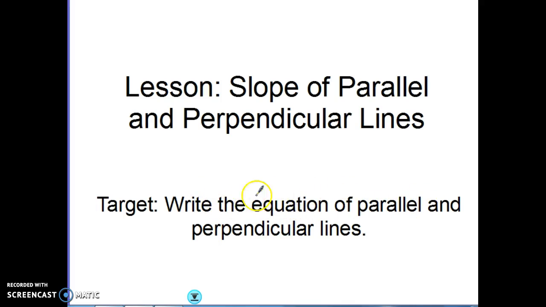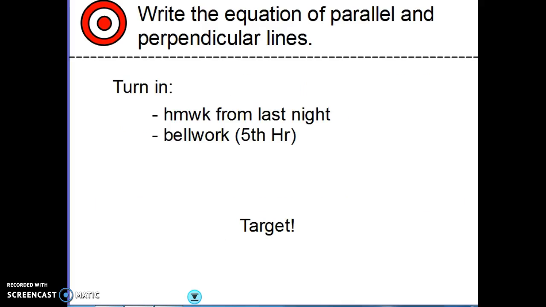Now, to be fair, we're not going to get all the way to the equation part of it, but an important part of writing the equation is knowing the slope of the parallel and perpendicular lines. So please make sure you can find the slope of a parallel or a perpendicular line by the end of this lesson.